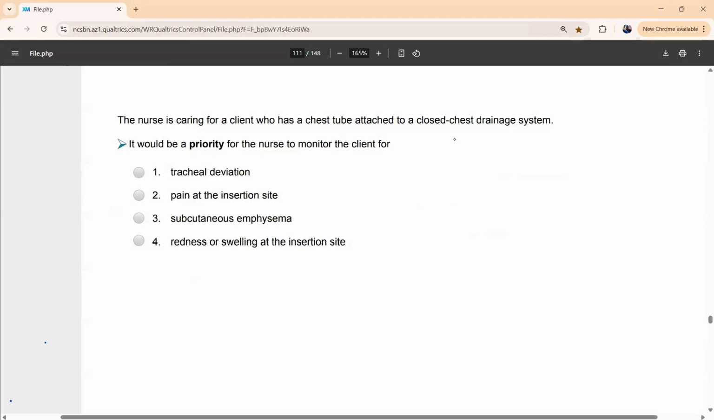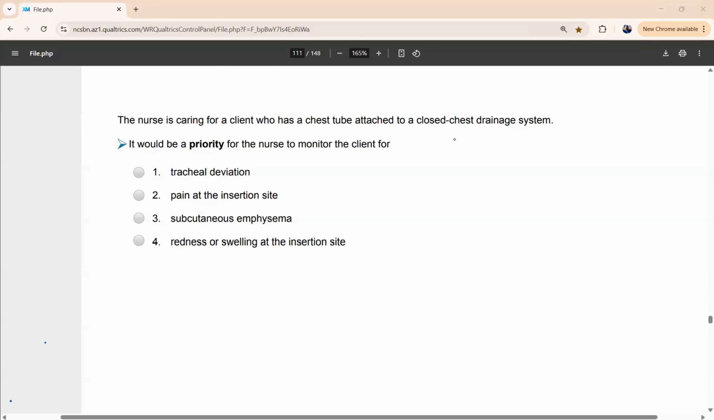All right, answer this question. The nurse is caring for a client who has a chest tube attached to a closed chest drainage system. It will be a priority for the nurse to monitor the client for. Okay, so these are the options. We're looking for the priority one.